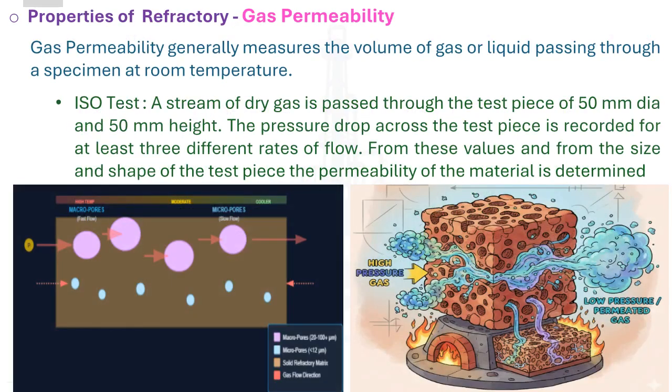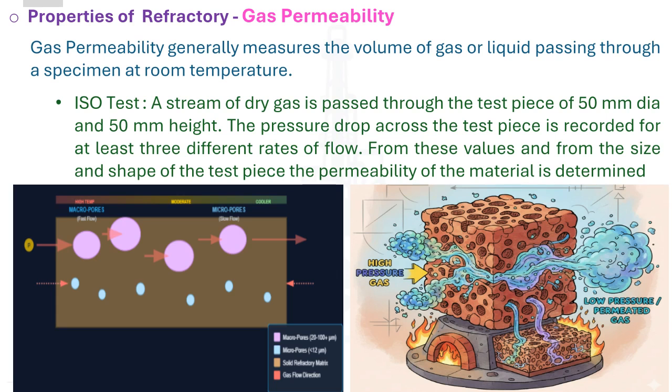Now let us examine gas permeability, a property that tells us how easily gases or liquids can pass through a refractory material. This is especially important when dealing with porous or fibrous products. Think of it as measuring the breathing ability of the material. The test records the volume of gas or liquid that passes through a specimen at room temperature, under a specified pressure difference. In the ISO method for gas permeability, the procedure begins with a specimen shaped as a cylinder, 50 mm in diameter and 50 mm in height.